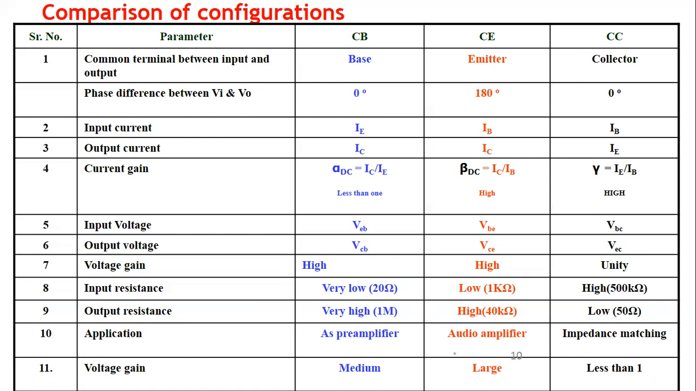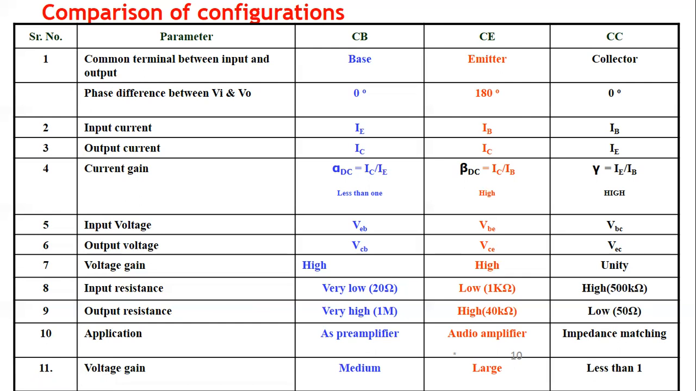All those, right? And in the common collector configuration, what is happening? The input resistance is very high, 500 kilo ohms, so very little input current is going to flow. And the output resistance is very low, 50 ohm, which is not the required condition for amplification, right? What we need is low input resistance and higher output resistance. So this is the reverse of the condition in common collector, so we cannot use this as an amplifier circuit, right?